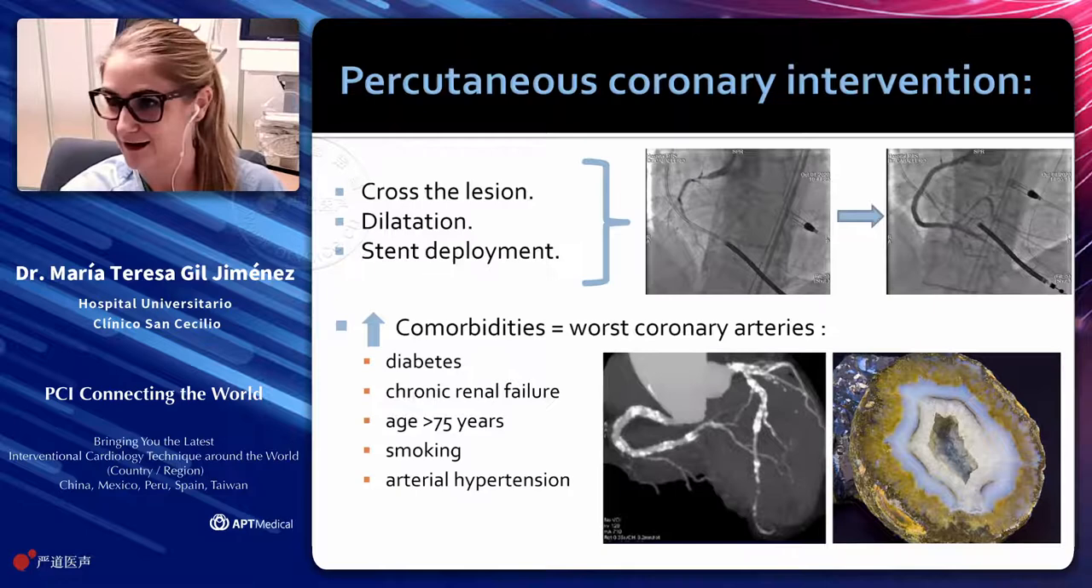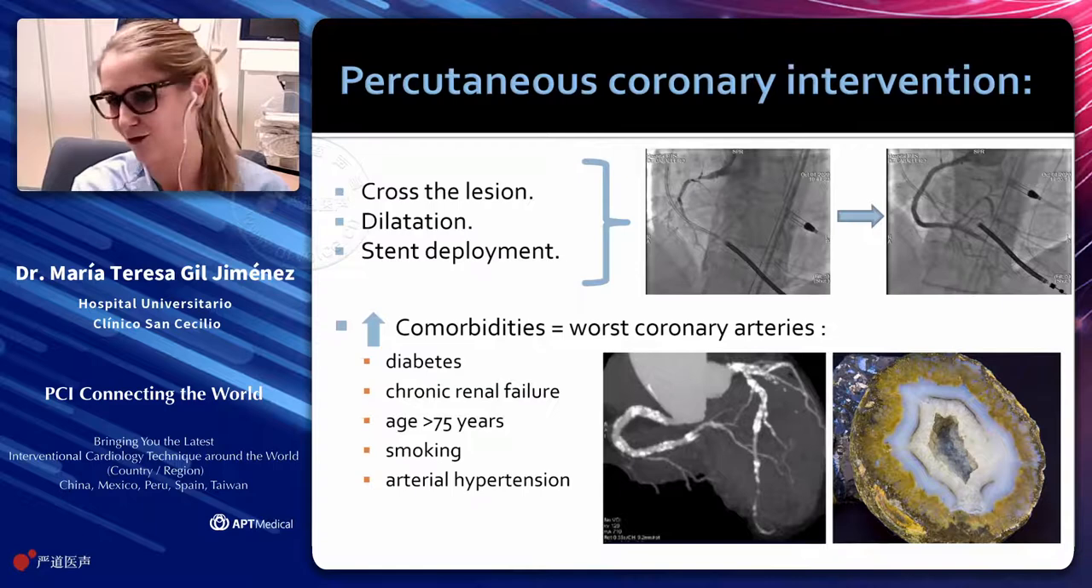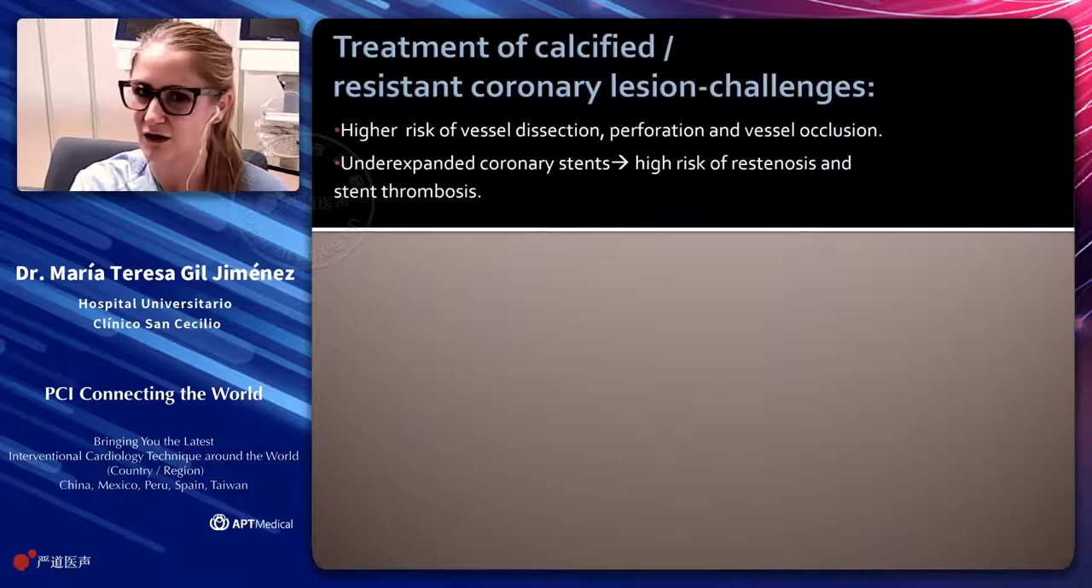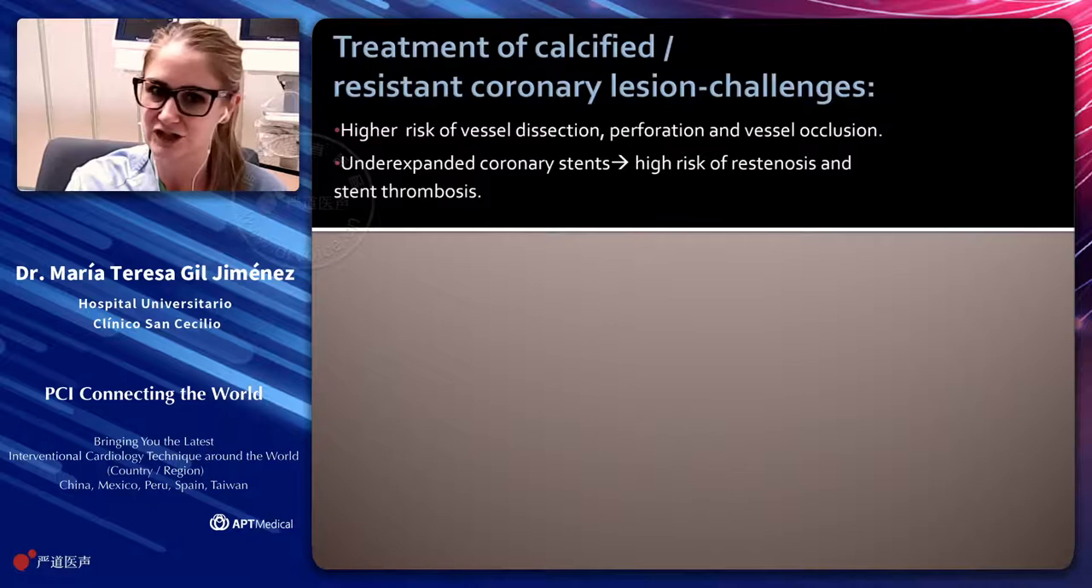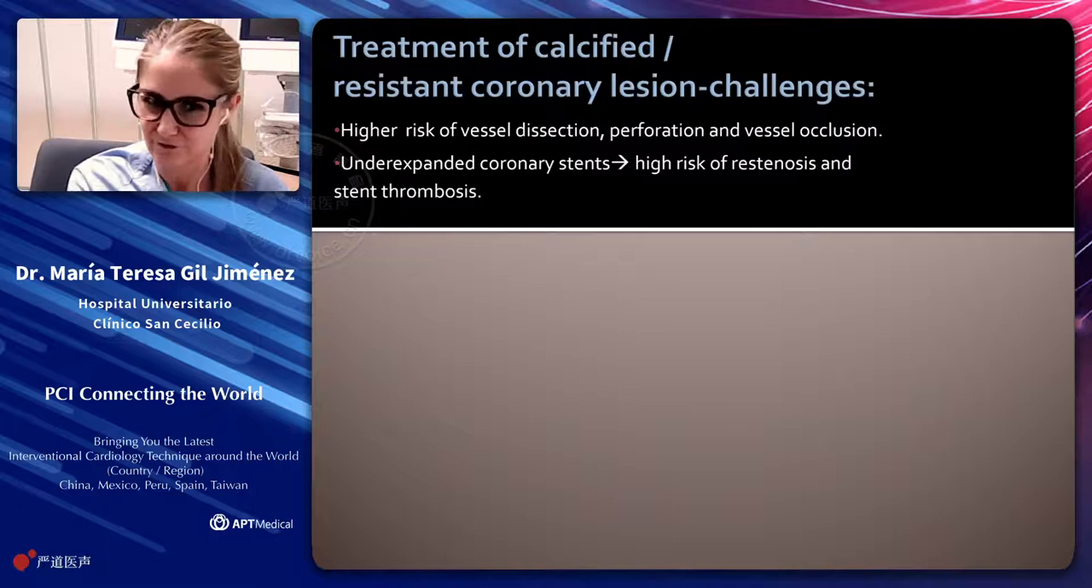The approach of these resistant coronary lesions that are non-dilatable using conventional devices is a challenge. And if we have only conventional devices, probably we will suffer during the angioplasty. When we treat calcified lesions, we have a high risk of complications: dissection, perforation, and vessel occlusion. But if we are not aggressive enough during the angioplasty, stent under-expansion is a predictor of high risk of restenosis and stent thrombosis. So if we are not intense enough at the beginning of the angioplasty, probably we will need to redo it in the future or face a complication.